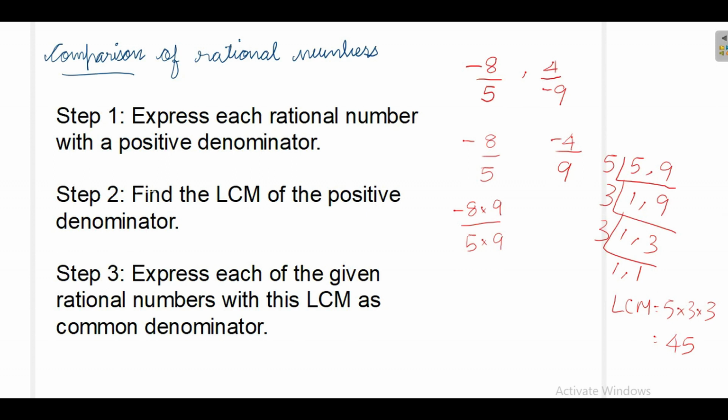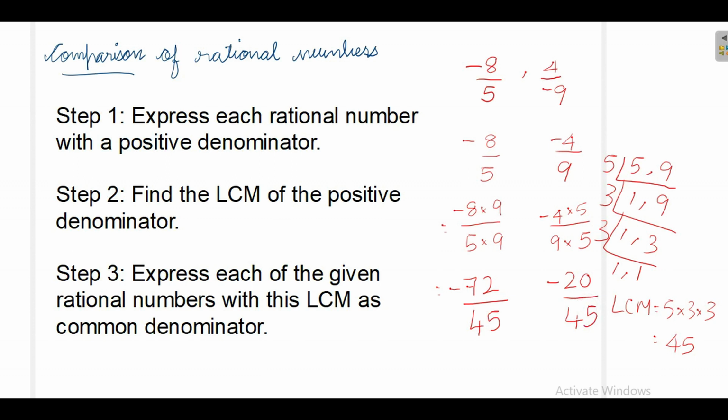Similarly here we have 9 in the denominator, so we'll have to multiply by 5 because 9 fives are 45. So again minus 4 into 5 by 9 into 5. 9 eights are 72. Minus into plus is minus. So minus 72 by 45, and here minus 20 by 45.